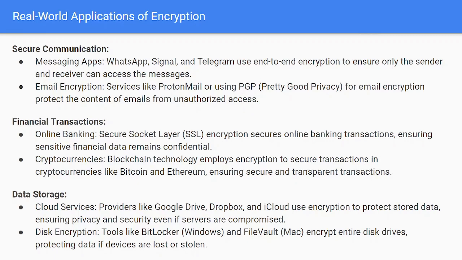And the next one is data storage. Cloud service providers like Google Drive, Dropbox, and iCloud use encryption to protect data and ensure privacy and security even if the server is compromised. So even if their server is compromised, they want to ensure that the data on that server is not compromised as well. Let's say somebody gains access to a server that stores people's financial records. They want those financial records not to be compromised. Even if the attacker has access, the attacker should not be able to read that information.